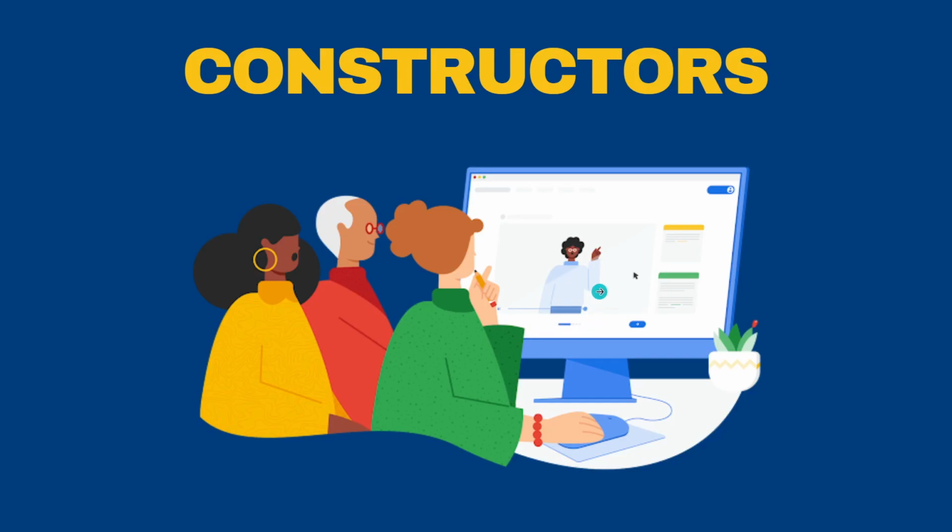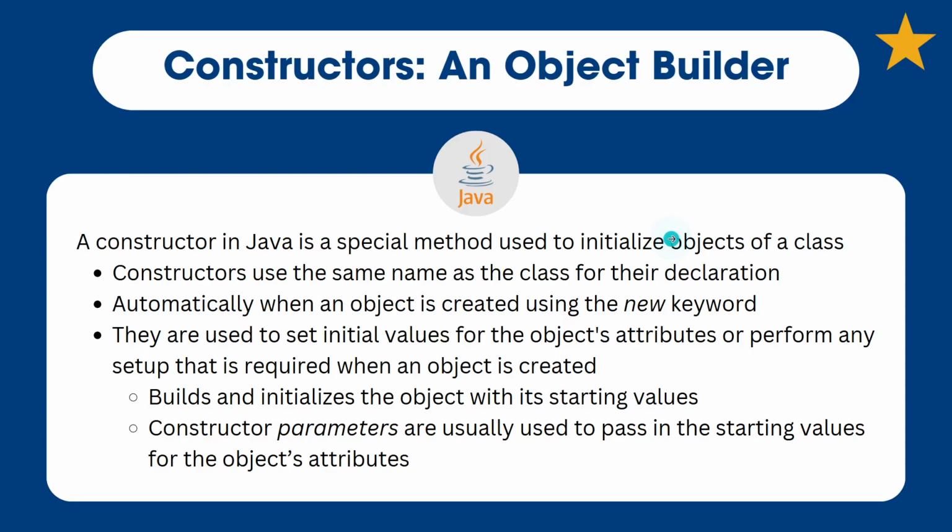Now we're finally going to take a deep dive on those mysterious constructors. So constructors, we've already discussed this, is an object builder. This is a special method used to initialize, create instances of the class, right? Create objects of the class. Remember, instances, objects, synonyms. So constructors use the same name as the class for their declaration. And then automatically, when an object is created, they're going to be called.